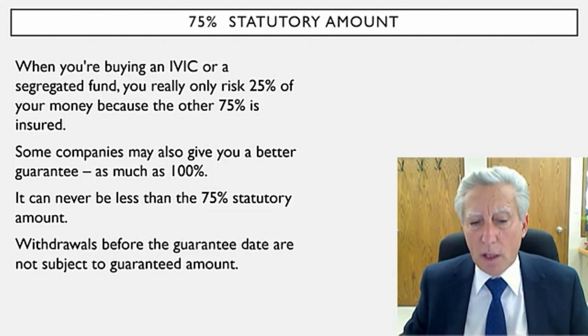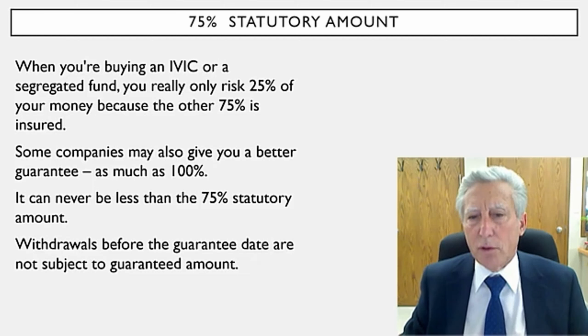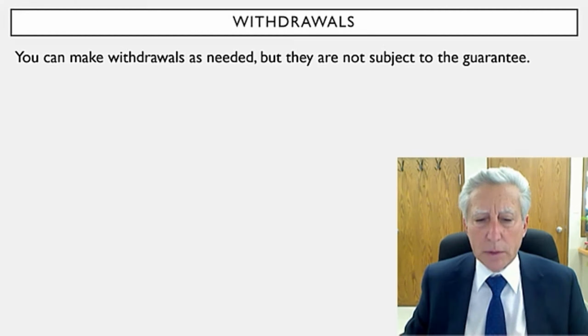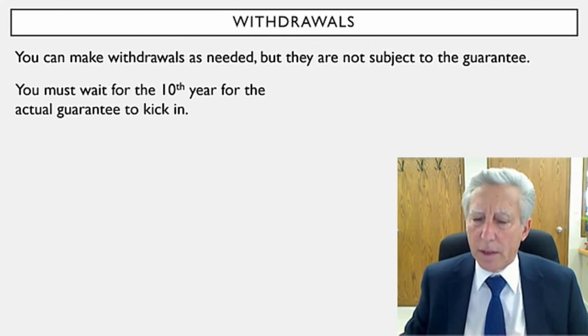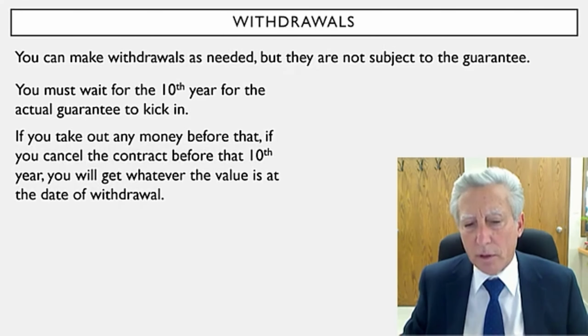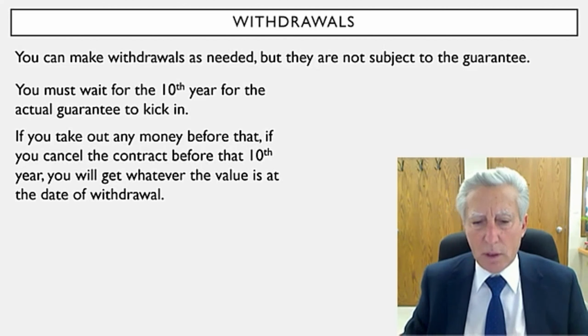Withdrawals before the guarantee date are not subject to the guaranteed amount. In other words, any kind of withdrawals that you make, so let's say you have a 10-year maturity and in the 7th year you decided that you needed $1,000 or something, that's perfectly fine, but they're not subject to the guarantee. You must wait for the 10 years for the actual guarantee to kick in. So if you take out any money before that, or if you cancel the contract before that 10th year, you will get whatever the value is at the date of withdrawal, and that's it.